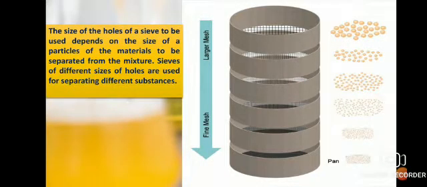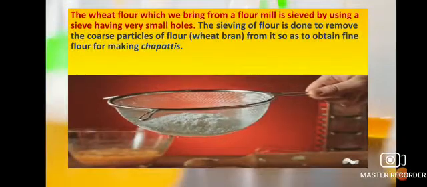Like, if the particle is of this much diameter, then you need a sieve of bigger holes. But if it is very fine, then you need a sieve of very small pores. So sieves of different sizes, here you see different sizes means the size of the holes, are used for separating different substances. All right, now here you see how this process of sieving is done.